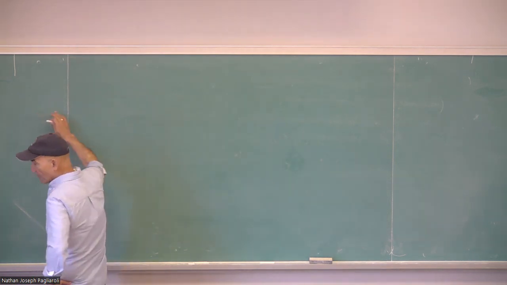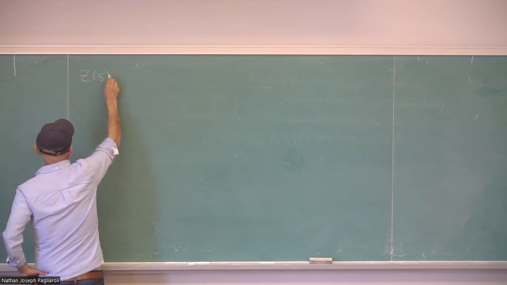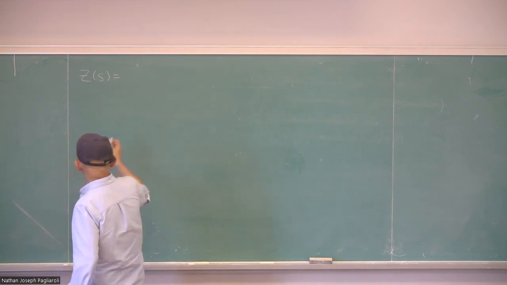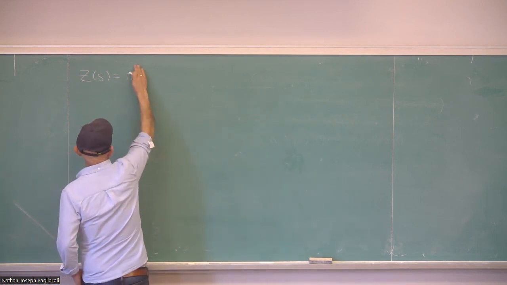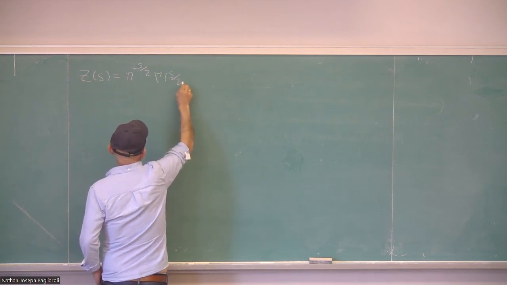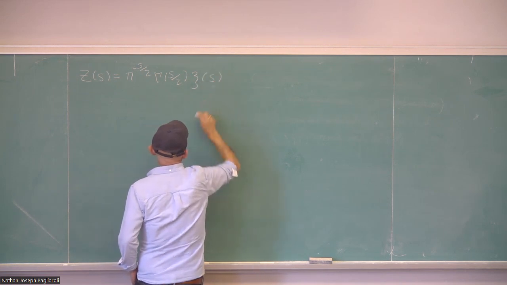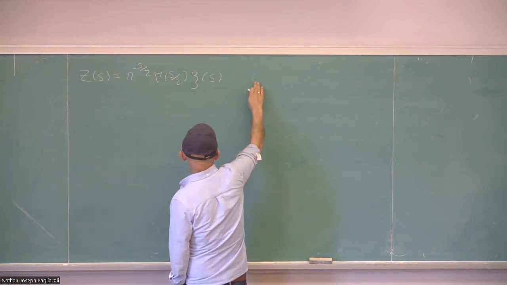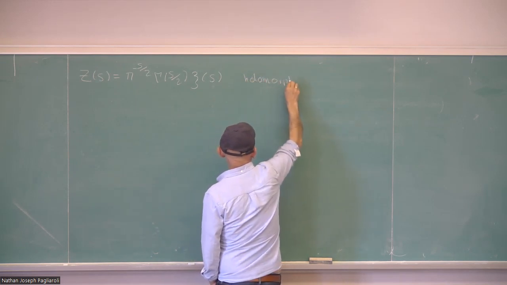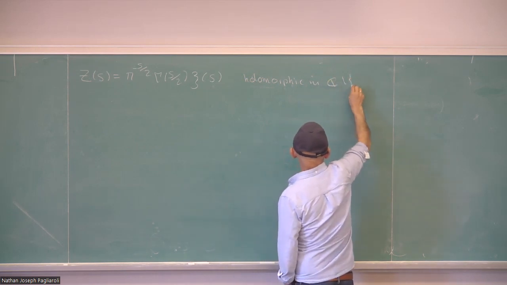So far, what we have got is this. We have Z of s equal to this, the completed zeta function: pi to the power minus s over 2, gamma of s over 2, zeta of s. Okay, so we saw that it is holomorphic in C, take away 0 and 1.